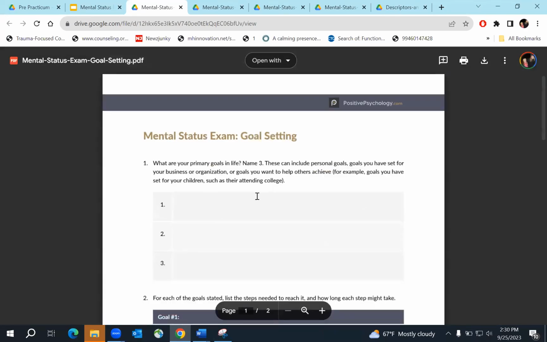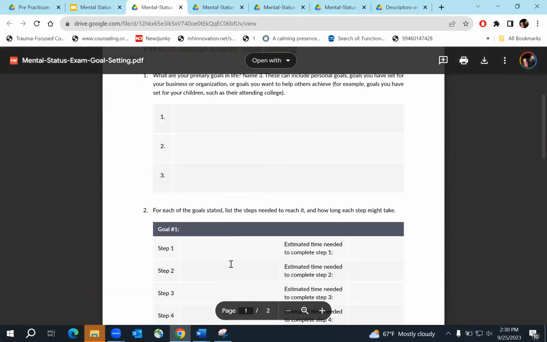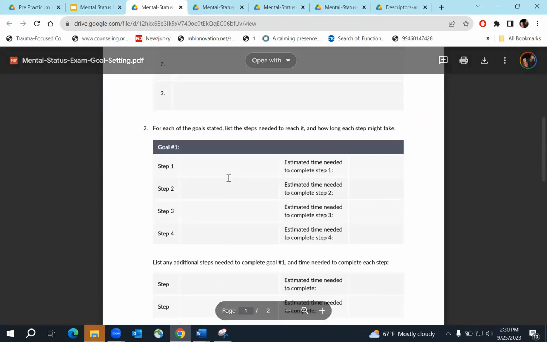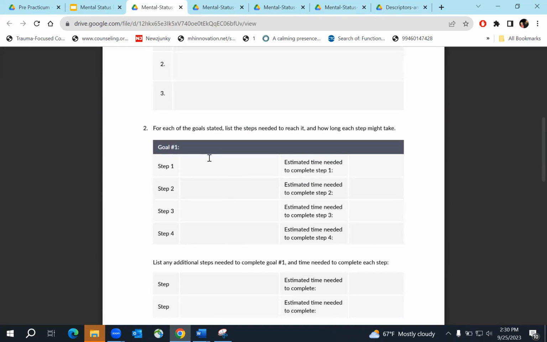And then this last part is mental status exam goal setting. So I really like this. What are your primary goals? And you can list the 3 goals. For each goal stated, list the steps you need to reach it and how long each step might take.